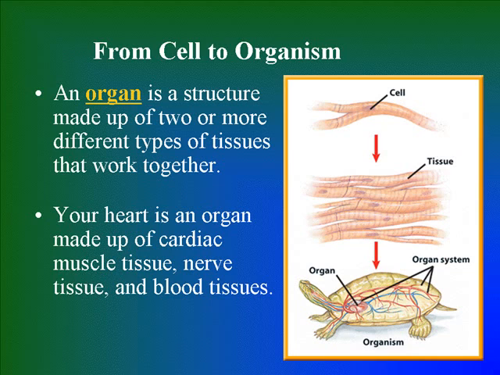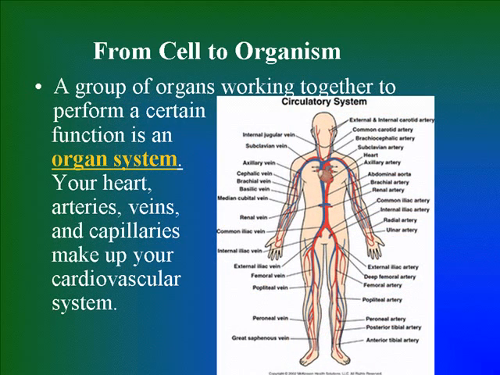Alright, so an organ is a structure of two or more different types of tissues that work together. Like your heart is made up of cardiac muscle tissue, some nerve tissue, and blood tissues all working together to pump blood. Alright guys, when you have a bunch of organs working together to do an even bigger job, we call that an organ system. So for example, remember back when we were talking about the cardiovascular system? Well, that was one system working to move blood around the body. So we had the heart, veins, arteries, blood, all those kinds of things working together to do one job, which is to move nutrients and oxygen around your body.